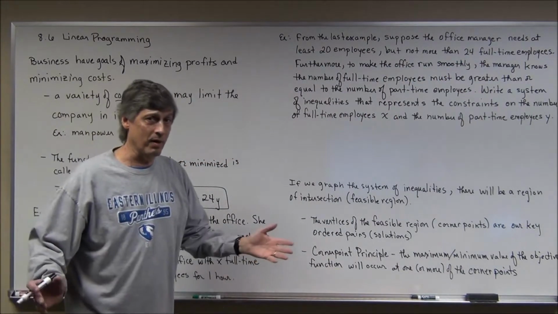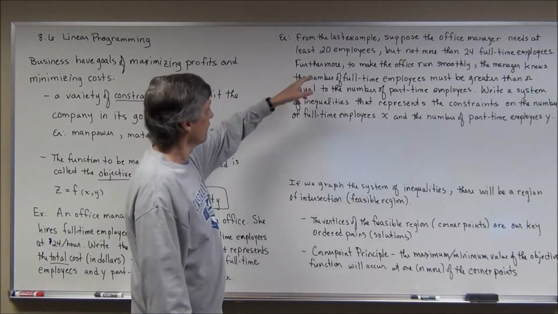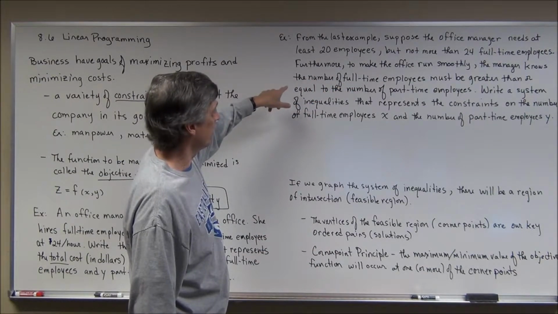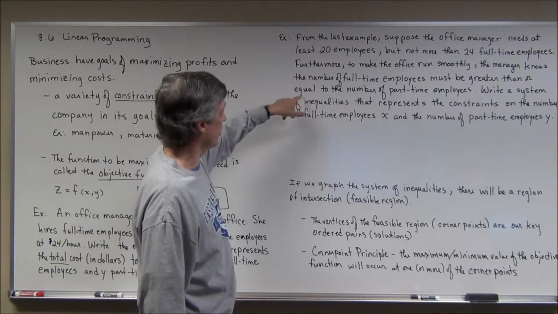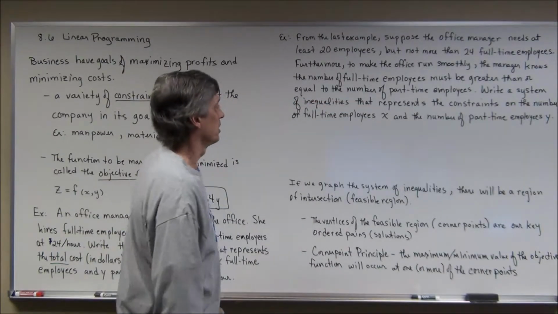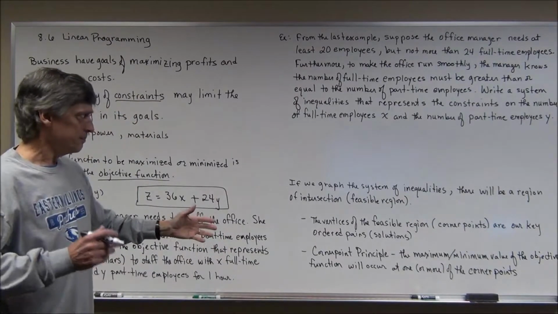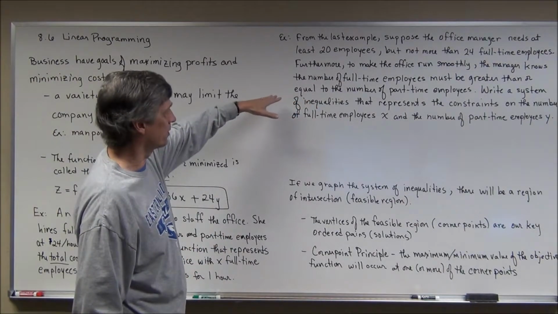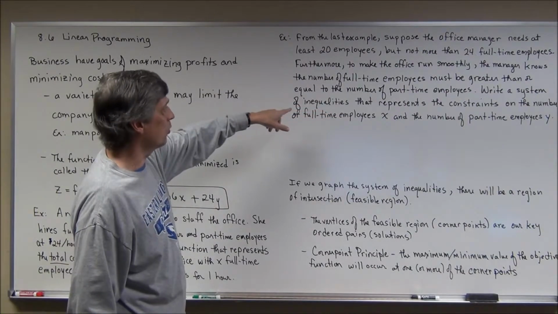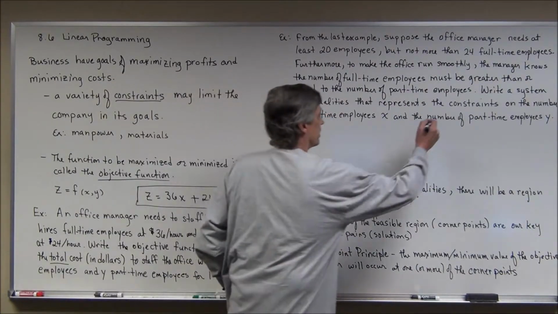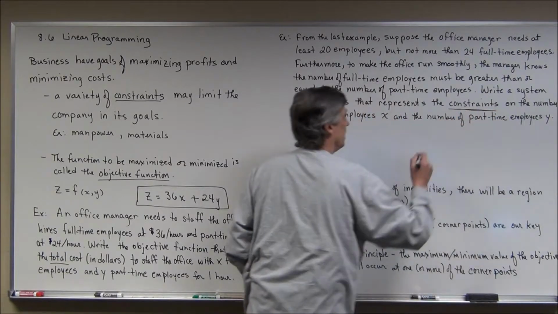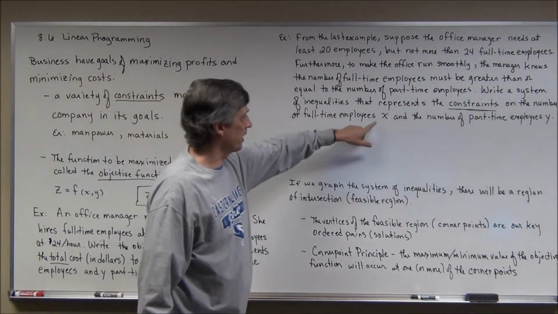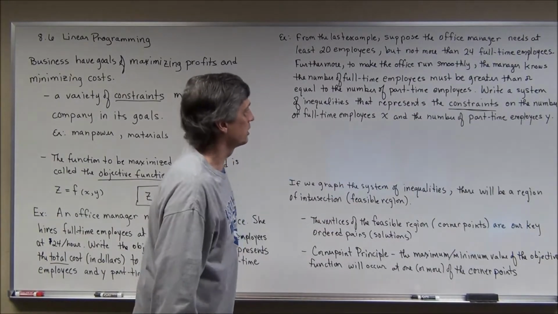Furthermore, and you gotta like a problem that uses the word furthermore in it, furthermore, to make the office run smoothly, the manager knows that the number of full-time employees must be greater than or equal to the number of part-time employees, so that they have those people that are in there working all the time to help out those that are only working part of the time. Write a system of inequalities that represents, there's that word, constraints, the limitations on what we're working with on the number of full-time employees, remember that's X, and the number of part-time employees, that's Y.